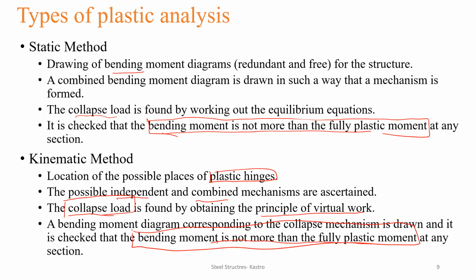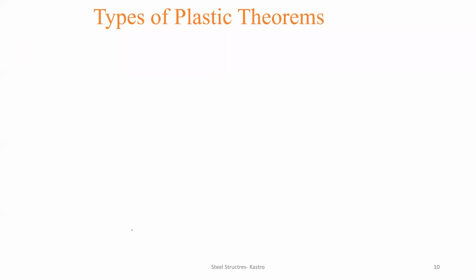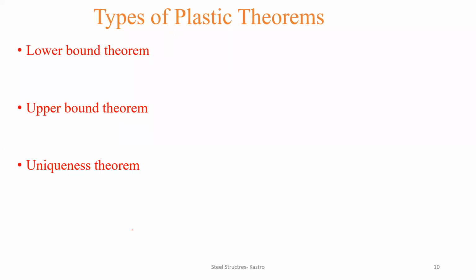Okay, let's look at the plastic hinge capacity and what this plastic moment is. So now, plastic theorems. We have three different types of plastic theorems. The first one is the lower bound theorem. The second one is the upper bound theorem. And the last one is the uniqueness theorem.